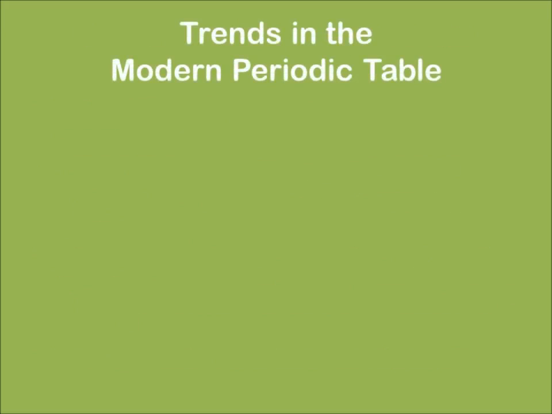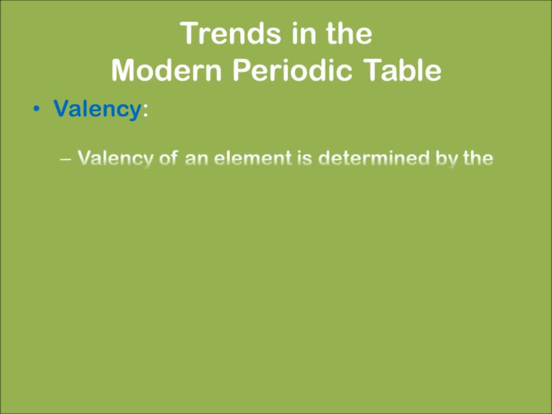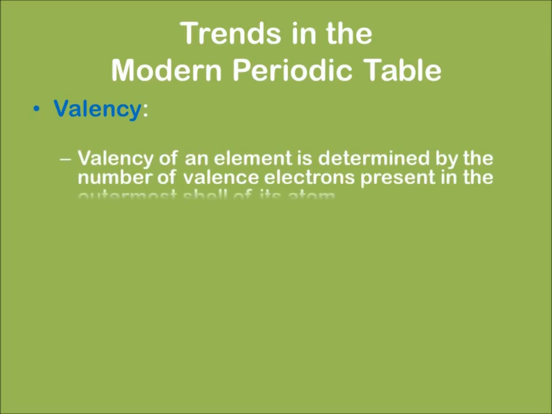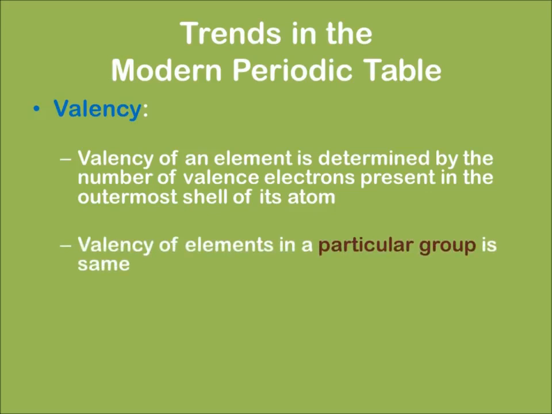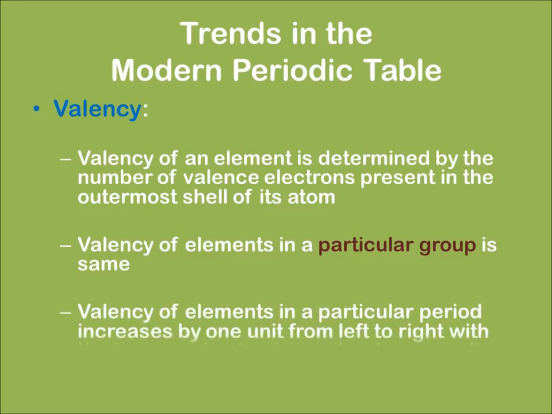Now let us observe the various trends in this modern periodic table, starting with valency. Valency of an element is determined by the number of valence electrons present in the outermost shell of its atom. Valency of an element in a particular group will be the same. Valency of an element in a particular period will increase by 1 unit from left to right with the increase in atomic number by 1 unit.